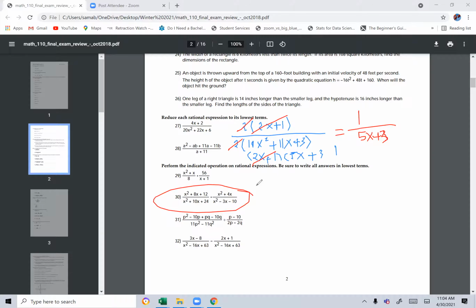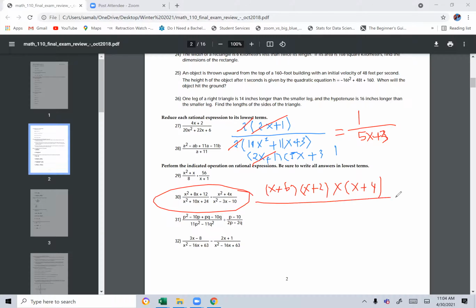x squared plus 8x plus 12. Ask yourself this question. What are the two numbers? If I multiply them, I get 12, and if I add them, I get 8. The only two numbers that will give you this are 6 and 2. Let's go to x squared plus 4x. How do you factor this? Just take the GCF out, which is x, and then you get x plus 4.